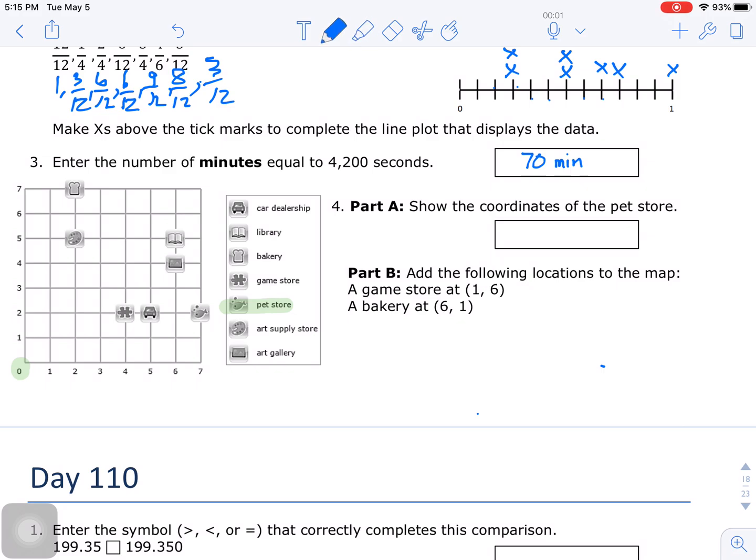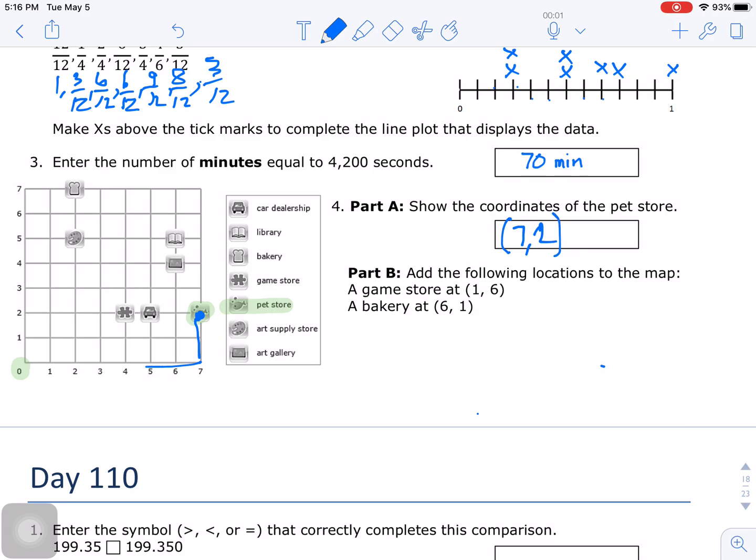So where is the pet store? It's right over here. So we're going to start at the origin. We're going to go over and then up. So we go over 7 and up 2. So the x-coordinate is 7, the y-coordinate is 2, and we're going to put that in parentheses.